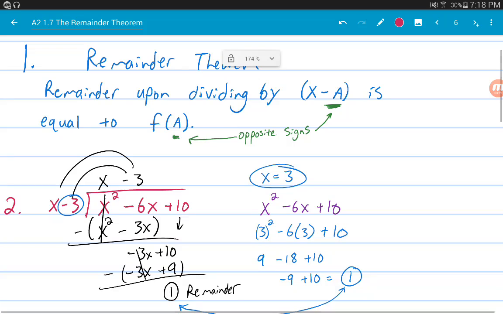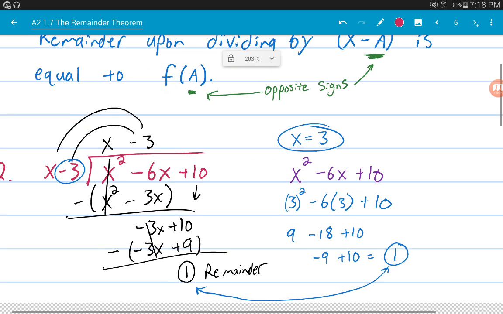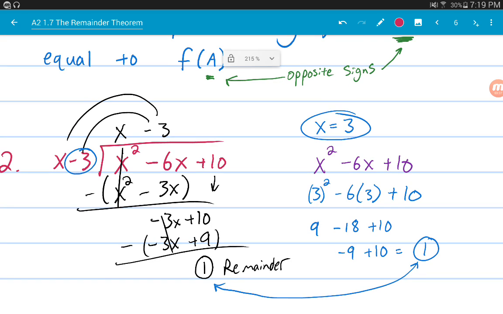the remainder theorem says that the remainder upon dividing by x minus a is equal to evaluating f of a. So essentially, if you want to divide by x minus something or x plus something, all you do is take that number and you flip the sign, right? So these are opposite signs. So you flip the sign and you plug it in for x. So let me show you what I mean by that in the example that we did in class.